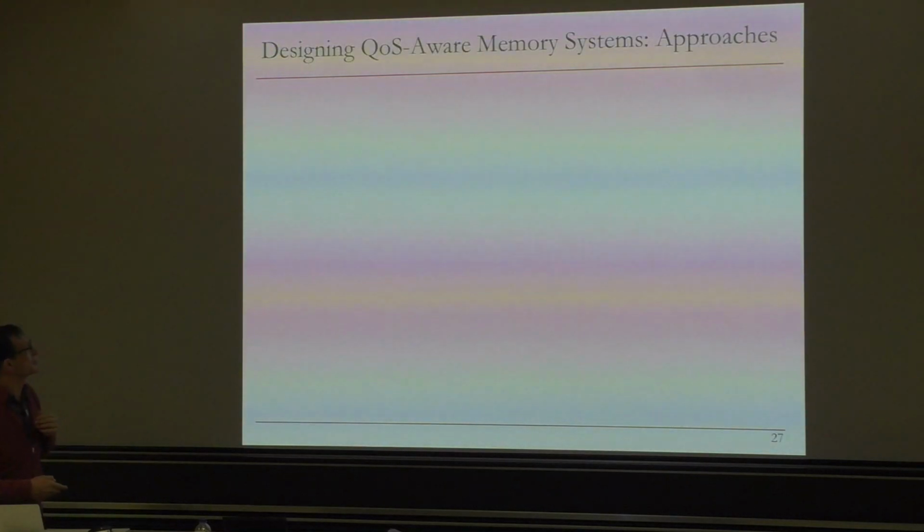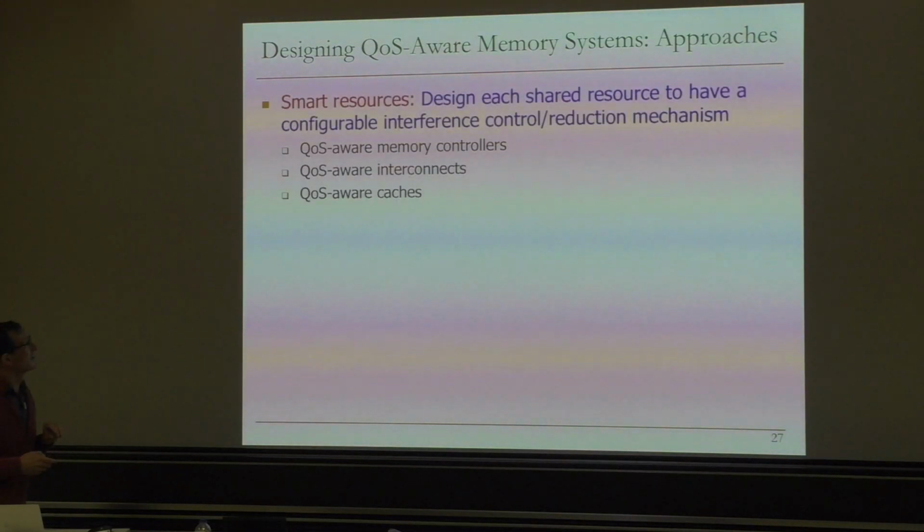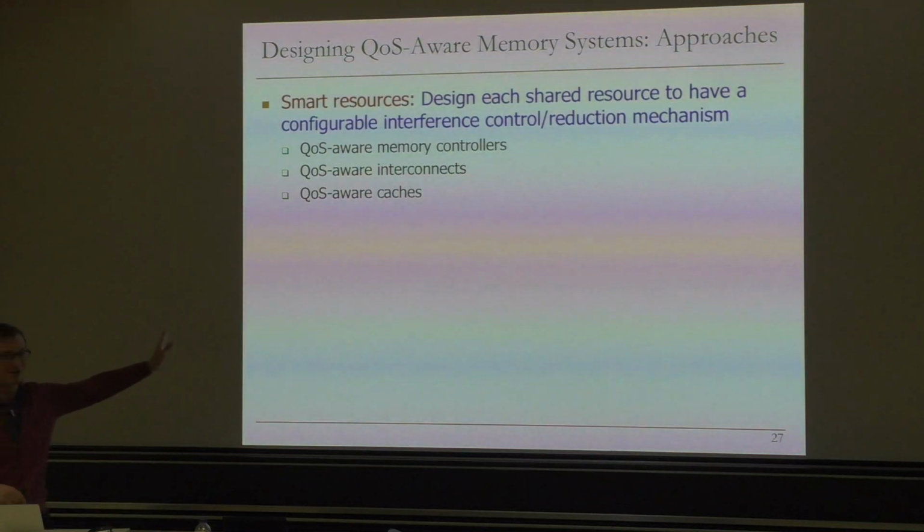So I'm going to give you some approaches to enable this. And I think fundamentally they break down into two. The first one is making the resources smarter. I call this smart resources. Today the resources are not aware of interference, so why don't we make them aware of this interference and design interference control, reduction, and configurability mechanisms. This leads to quality of service aware memory controllers, interconnects, and caches, and whatever resources that you have. Each resource is designed to be quality of service aware. And this makes sense clearly, right? Quality of service aware SSD, for example, hard disks. In fact, hard disks have some quality of service mechanisms built into them today, maybe not at the level that we desire.